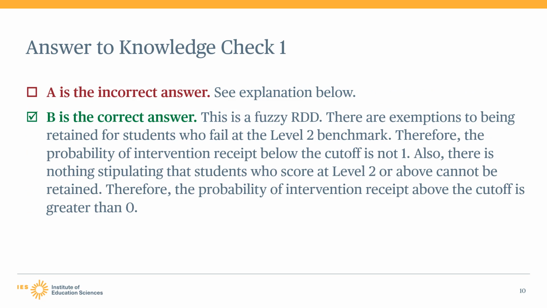B is the correct answer. This is a fuzzy RDD. There are exemptions to being retained for students who fail to score at the level 2 benchmark. Therefore, the probability of being retained below the cutoff is not 1. Also, there is nothing stipulating that students who score at level 2 or above cannot be retained. Therefore, the probability of being retained above the cutoff is greater than 0. In short, there is something else other than just the student's test score that determines whether they are retained.